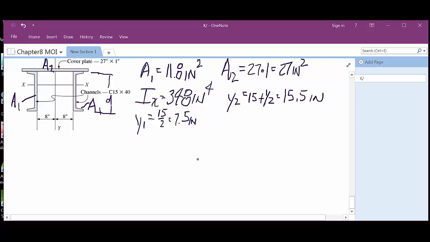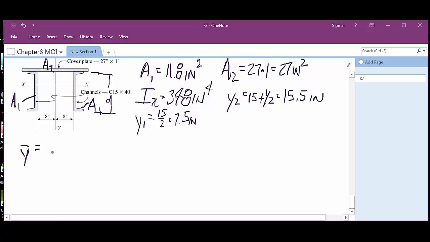What else do we need? Well, we're going to have to calculate that, aren't we? We got the area on both of them. We need to do Y bar, don't we? For the whole thing. Without Y bar for the whole thing, we can't figure out the moment. We could figure out the moment of inertia just for the plate, couldn't we?